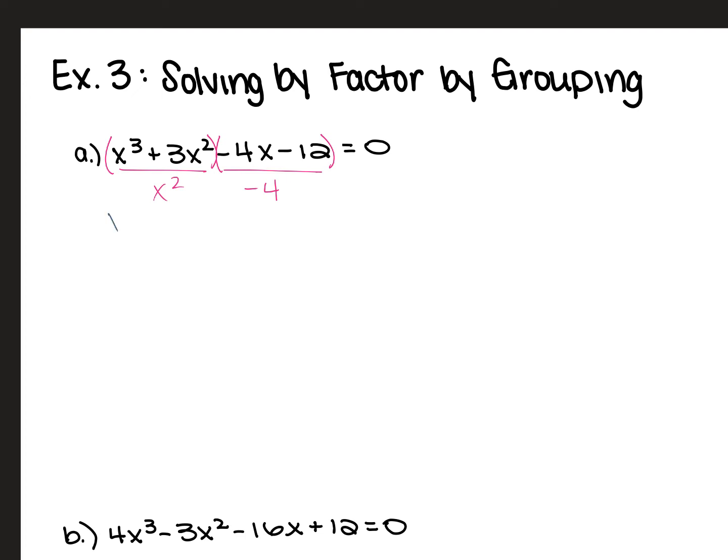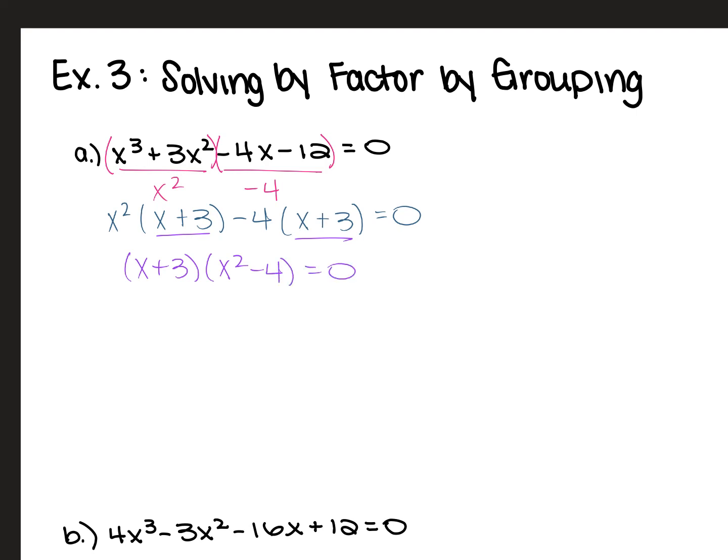So this is going to give you x squared times x plus 3 minus 4 times x plus 3 is equal to 0. From here, your 2 parentheses that are left over are identical to one another. So we're going to leave that as x plus 3. And then form another with the x squared and the minus 4.